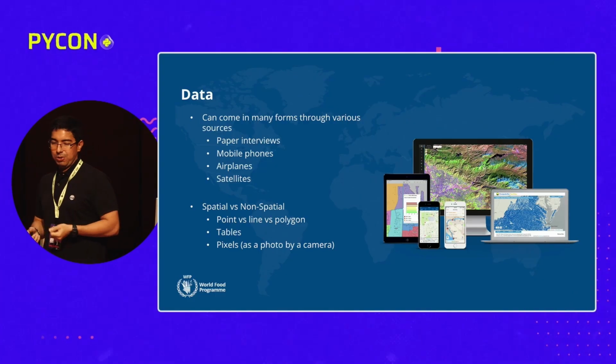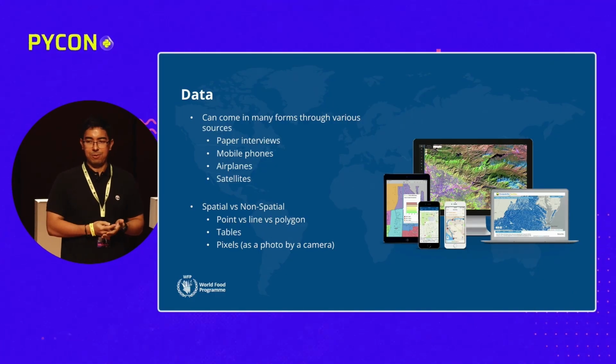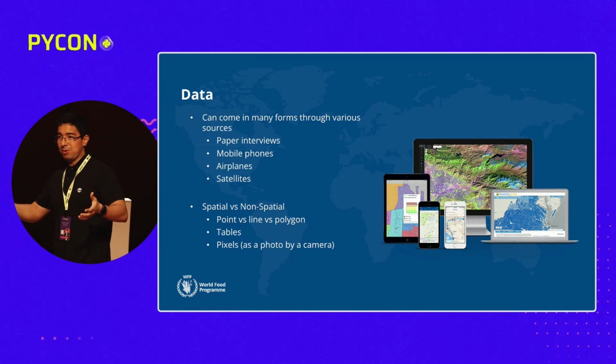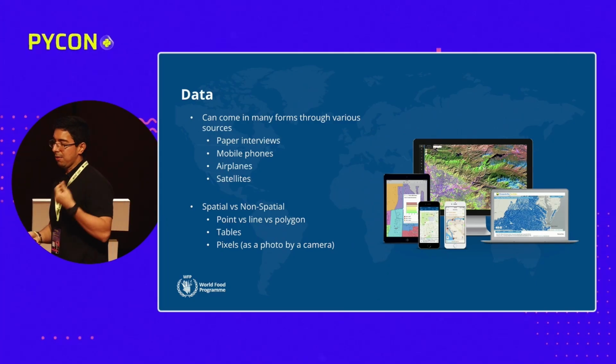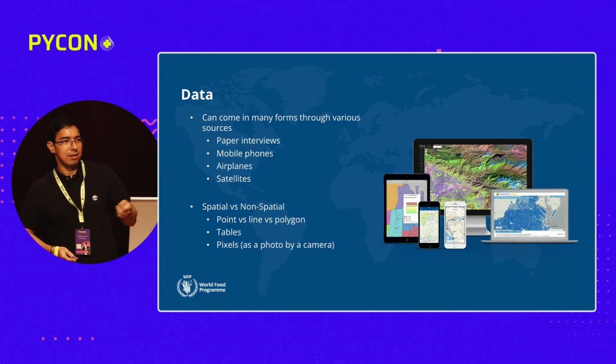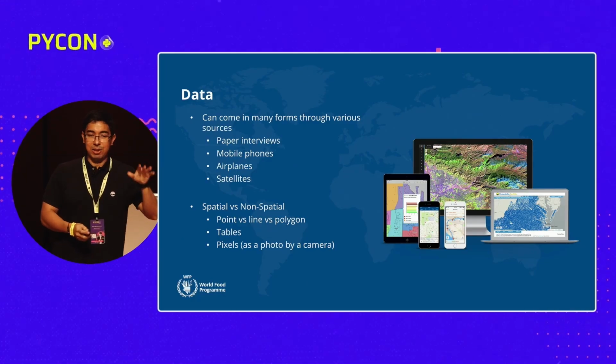And spatial versus non-spatial. You have points, lines, and polygons that are going to be used for vector data. You can have tables. Tables can give information about addresses. And also pixels, as I mentioned, a satellite captures information from vegetation and so on.